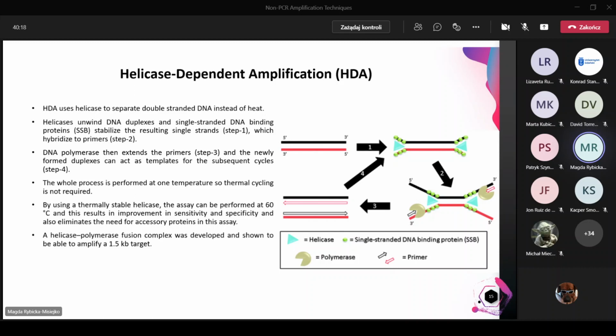Of course, at a constant temperature, without any thermal steps, unlike both SDA and RCA methods, which require an initial heat denaturation step, even though the rest of the amplification reaction is isothermal. And the newly synthesized double-stranded DNA products are then used as a substrate for the next round of the reaction, which results in exponential amplification of the target sequence.